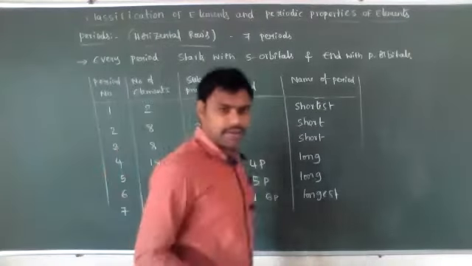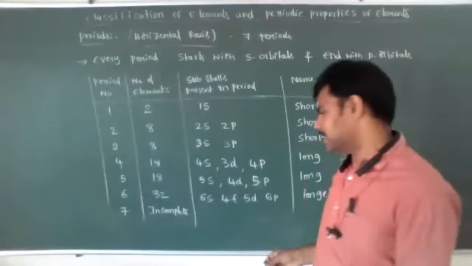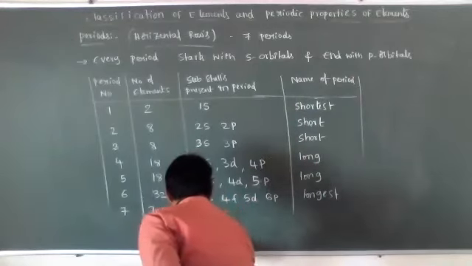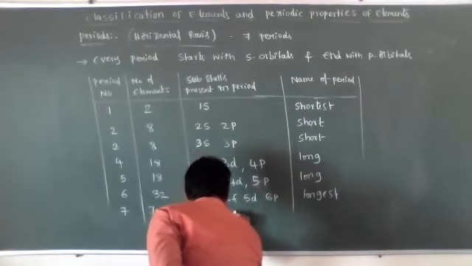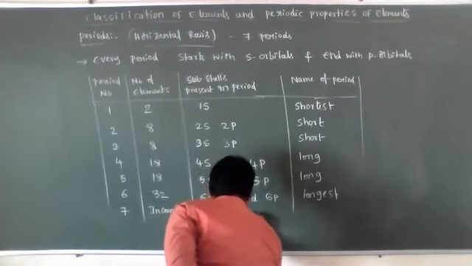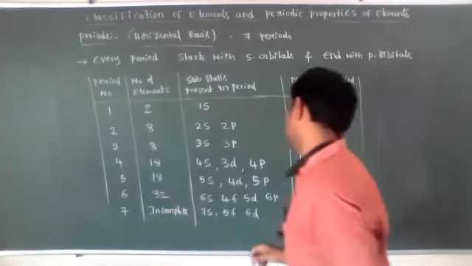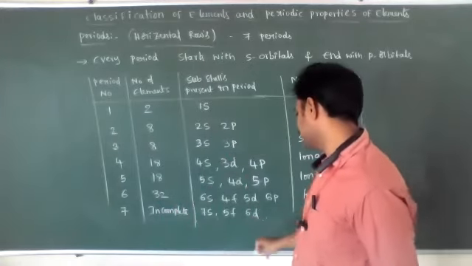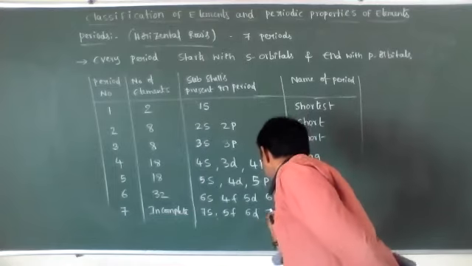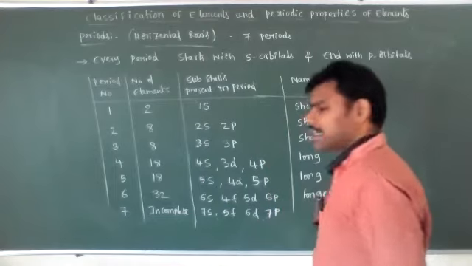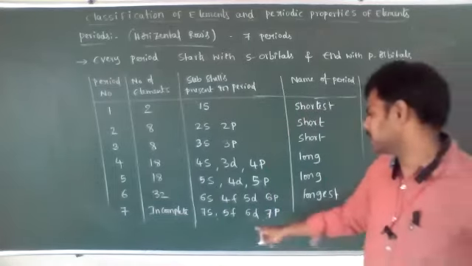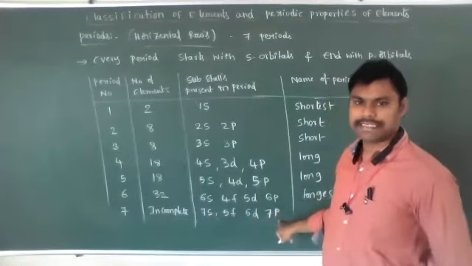But in the 7th period, what sub energy levels are present? 7s, 5f, 6d and 7p. Like that, 7s, 5f, 6d and 7p are present.